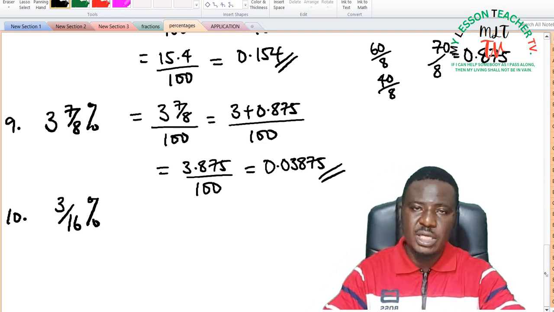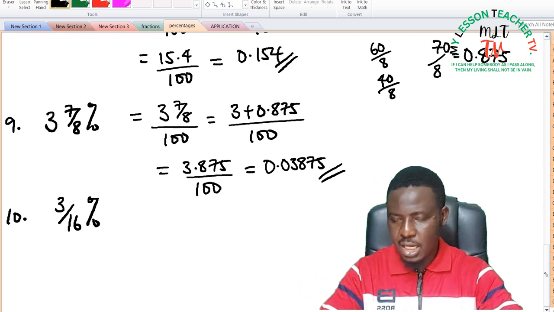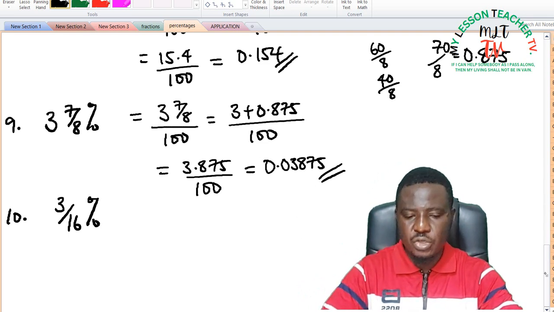Question 10 will be left for you as an assignment. Kindly solve question 10 and let me have the answer down there at the comment section.